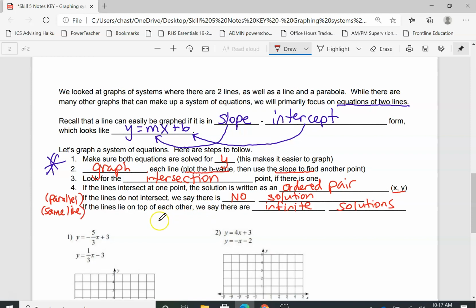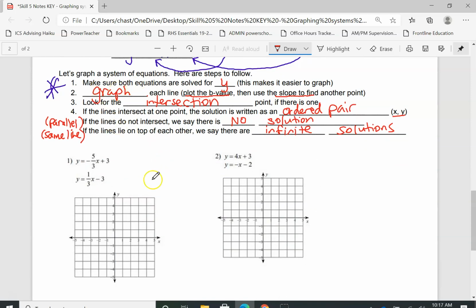Okay, so looking at those steps, let's try them. We're going to start easy with a couple of systems where it's already in slope-intercept form. All we have to do is graph it. And I'm going to color code on here, so I'll make the top equation red. So I'm going to put a little red dot. Y equals negative 5/3 x plus 3.